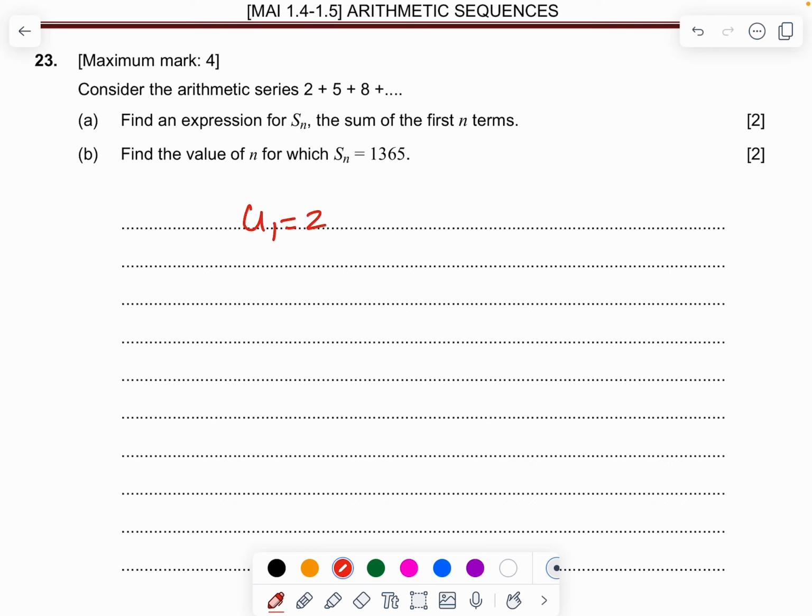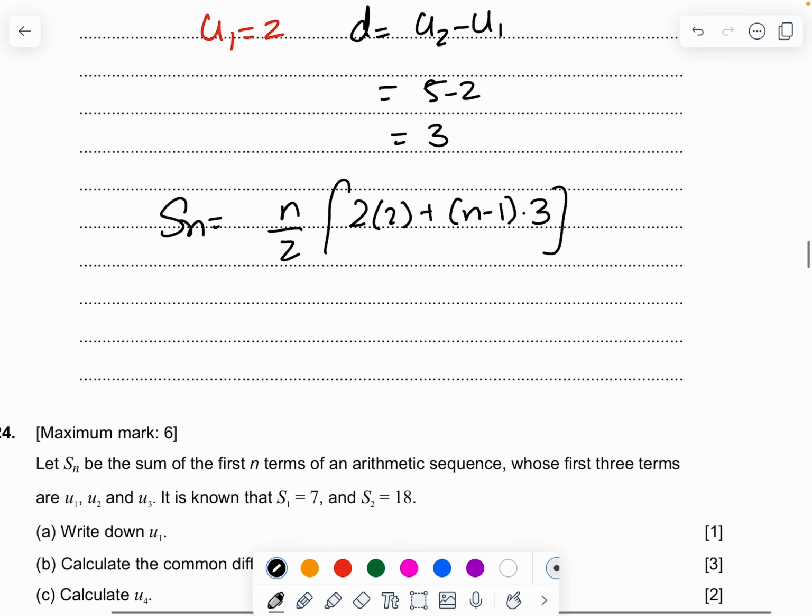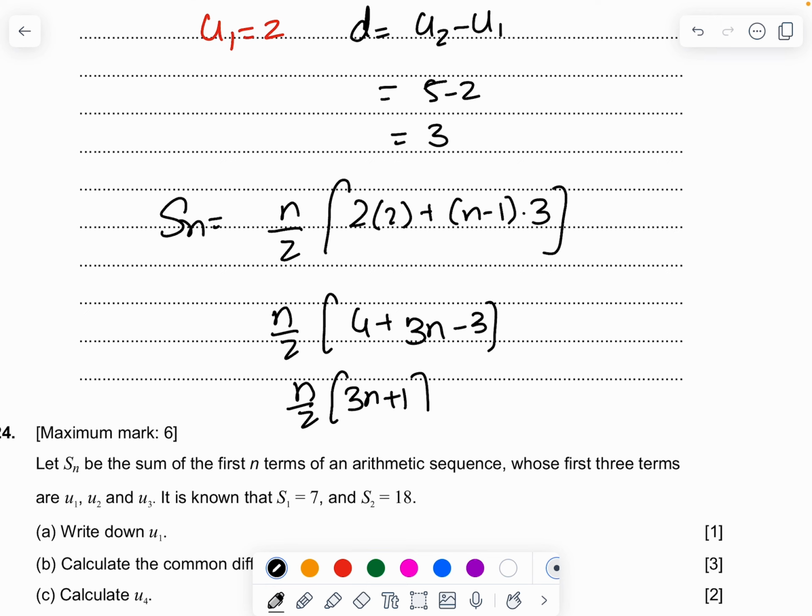So u1 is 2. Common difference is u2 minus u1, which is 5 minus 2, which is 3. So the Sn formula is n upon 2 times 2u1 plus n minus 1 times d. Simplify that, n upon 2, 4 plus 3n minus 3. Which is n upon 2, 3n plus 1.